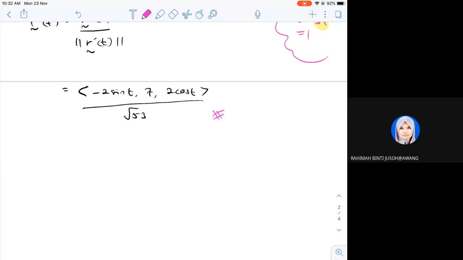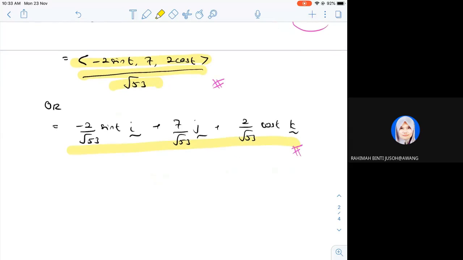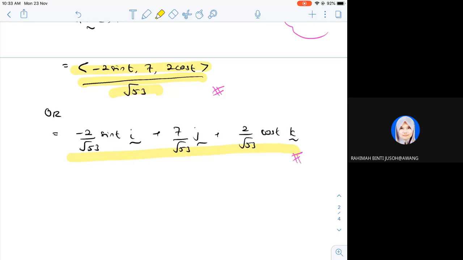Or, guys, you can also write your answer like this. This is equivalent to negative 2 over square root 53 sin t i plus 7 over square root 53 j plus 2 over square root 53 cos t k. So it's up to you. Either you put your answer like this or like this. Both are correct. So the coefficient square root 53 belongs to all those components in this vector. Understand, guys?